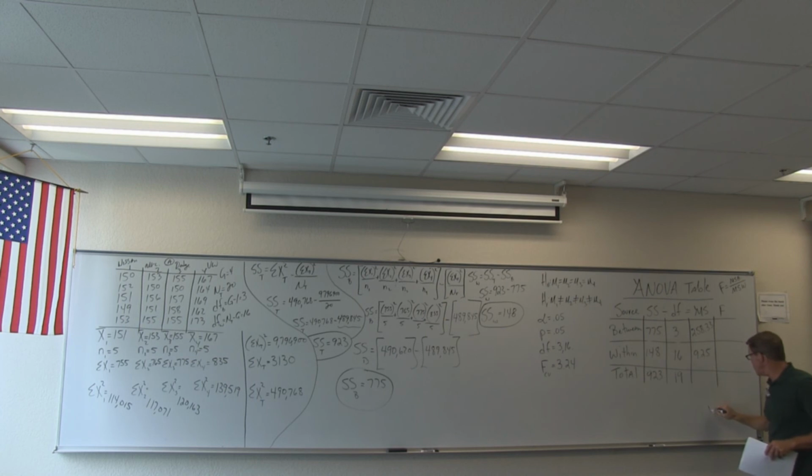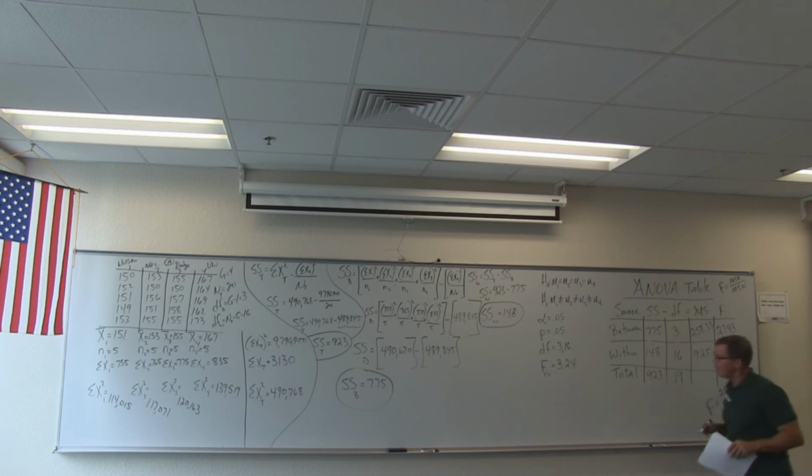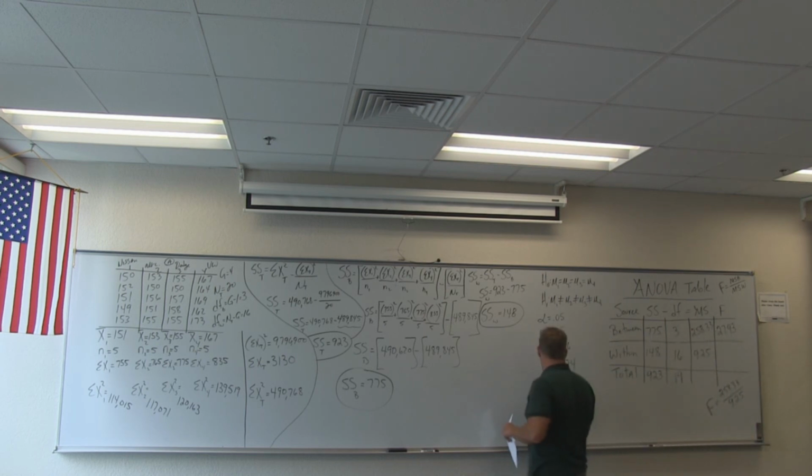And we know the F statistic is just another ratio. In this case, mean square between groups, 258.33, divided by the mean square within groups, 9.25. F in this case is 27.93.